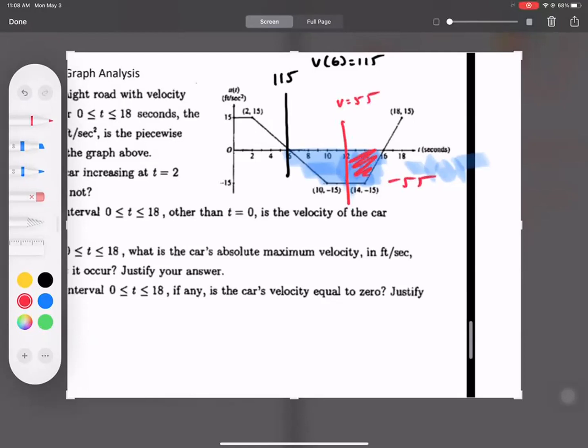So there's more than one way. The answer key shows both ways. Okay, the idea is that this is still greater than zero. We have not stopped the car. If this was less than zero, we stopped the car earlier. Okay?